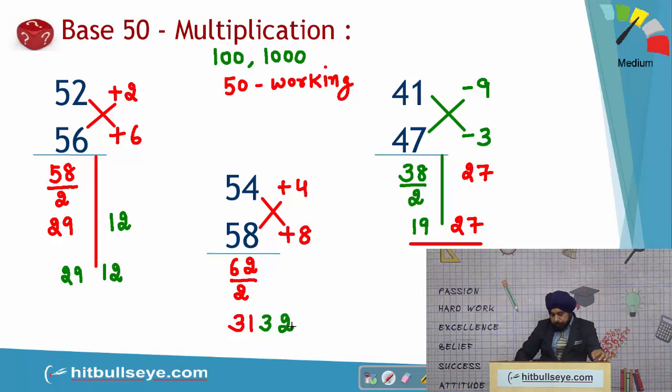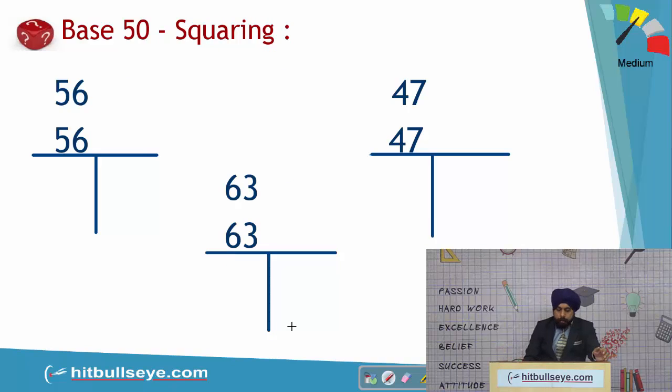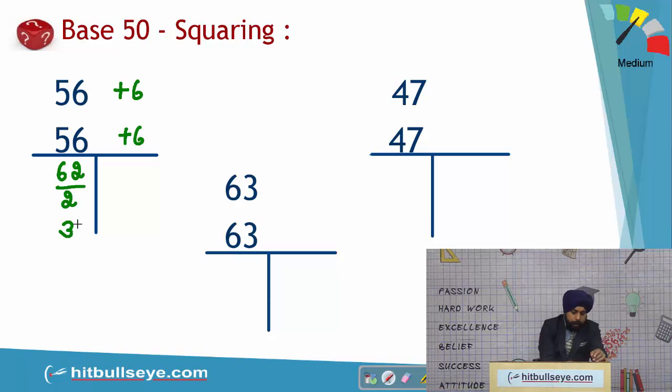Now let's learn the squaring by taking 50 as the base. Say you want to square these numbers. 56. So what will you take it as? Can you say 56 is plus 6? So 56 plus 6 gives you 62. Doing it the same way, because the working base is half of the main base, you half it and you get 31. On the right hand side you get 6 sixes, which is 36.